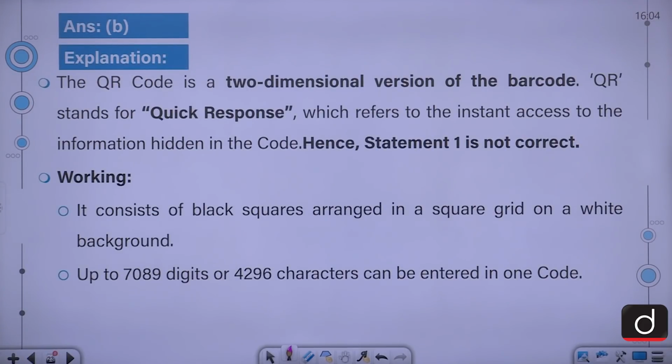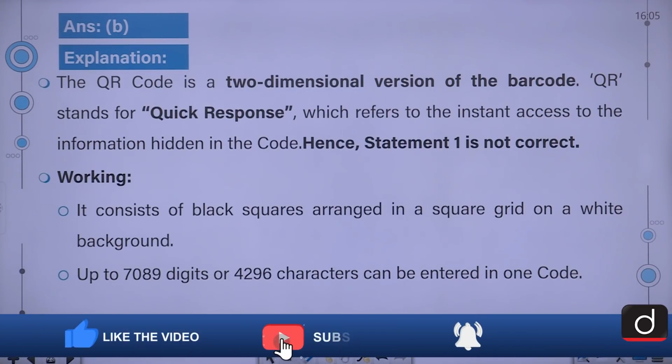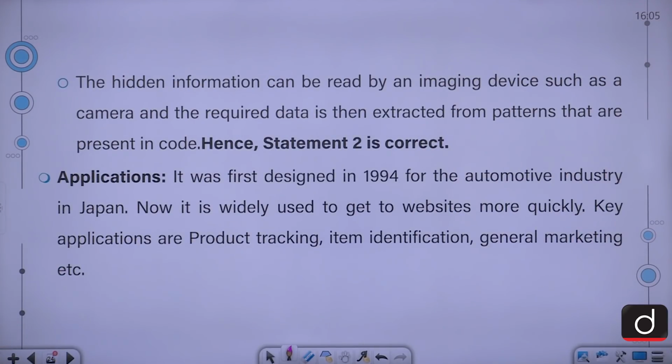The QR code is a 2-dimensional version of the barcode. QR stands for quick response, which refers to the instant access to the information hidden in the code. If we talk about its working, it consists of black squares arranged in a square grid on a white background. Up to 7,089 digits or 4,296 characters can be entered into one code. The hidden information can be read by an imaging device such as camera, and the required data is then extracted from patterns that are present in the code.